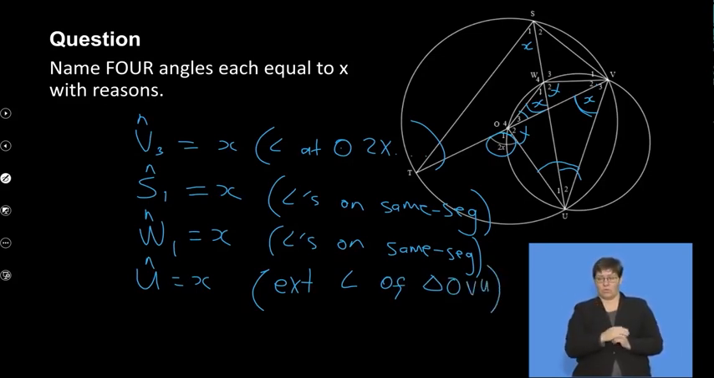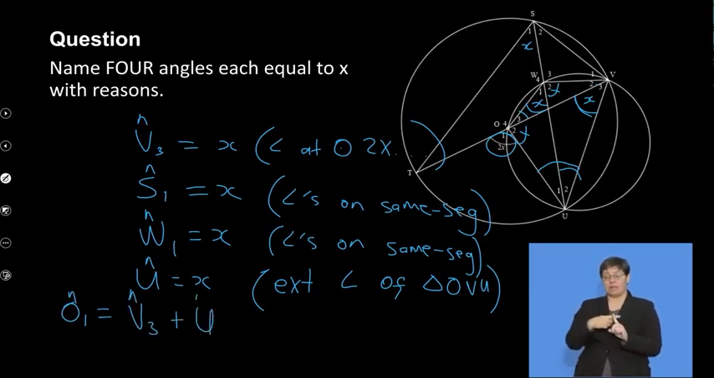And that's what you will need to do. Just to show you how it became x, you will say that O1 is equal to V3 plus U, right? O1 is 2x, V3 is x plus U, and then you solve for U. You can see it will be 2x minus x.